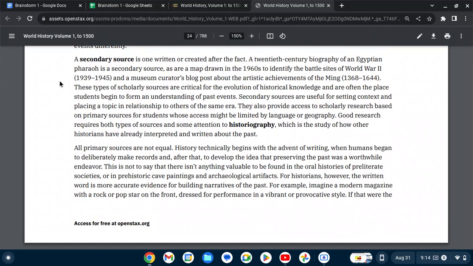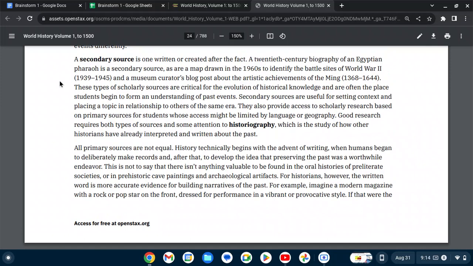All primary sources are not equal. History technically begins with the advent of writing, when humans began to deliberately make records and, after that, to develop the idea that preserving the past was a worthwhile endeavor. This is not to say that there isn't anything valuable to be found in the oral histories of pre-literate societies or in prehistoric cave paintings and archaeological artifacts. For historians, however, the written word is more accurate evidence for building narratives of the past.